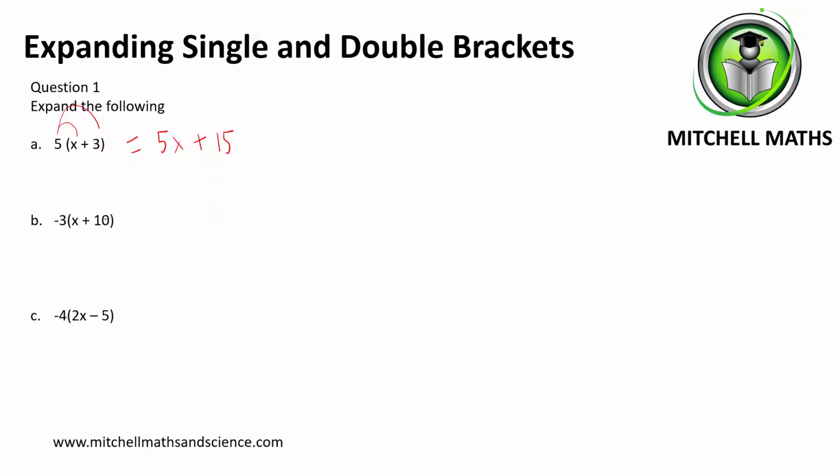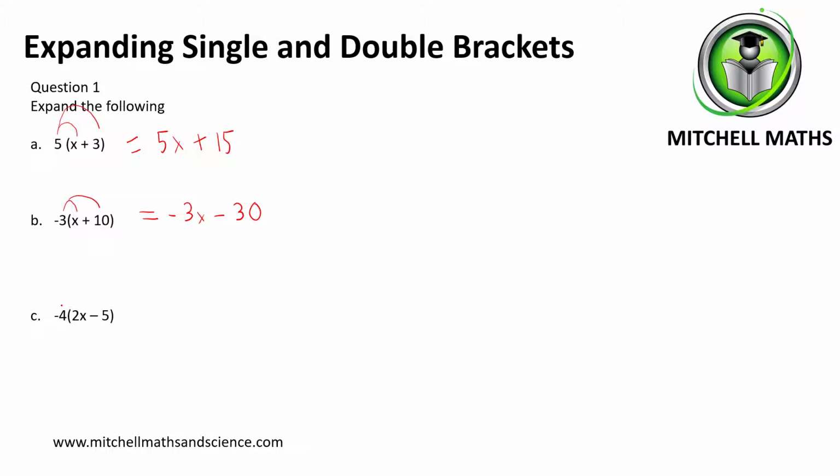Right, if we go on to the next one, here we've got some negatives. So for the first one, minus 3 times x. Well, we know that a negative times a positive is a negative, so it'll be minus 3x. And we've got 3 times plus 10. Again, it's a negative times a positive, so it'll be minus 30.